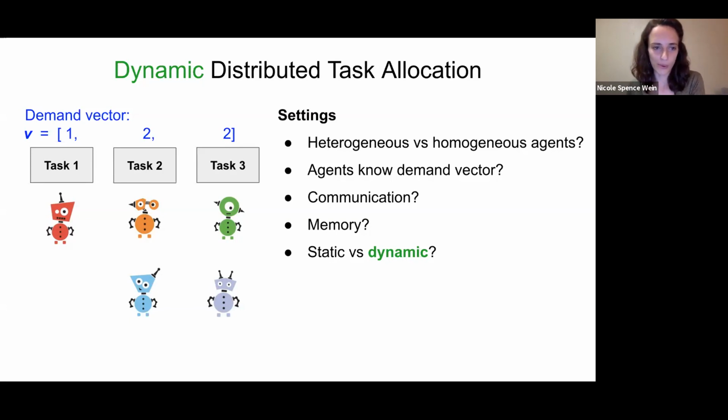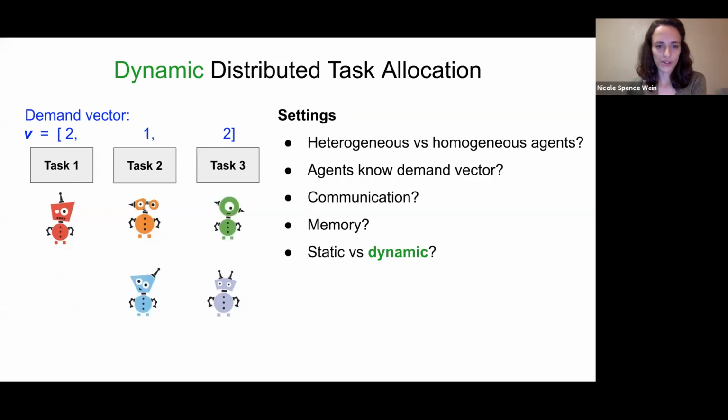So for example, we could imagine that a unit of demand moves, let's say from task 2 to task 1. So the demand vector is going to change like this. So now we need an additional agent on task 1. And the agents have to reallocate themselves to satisfy the new demand vector. So let's say they do this.